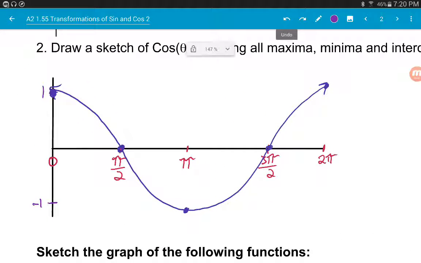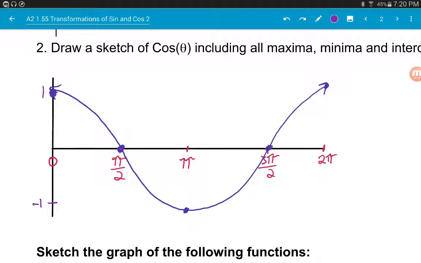Cosine starts up at the top, at the maximum. It comes down to the midline for pi over 2. It goes below the midline to the minimum at pi. At 3 pi over 2, it finds itself back on the midline again. And then at 2 pi, it's at the maximum.